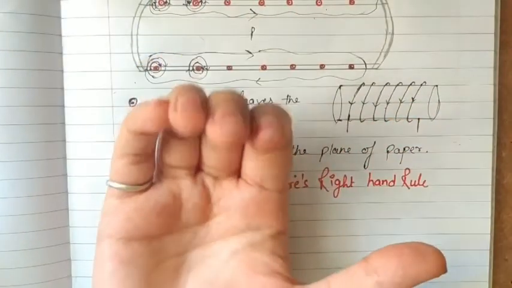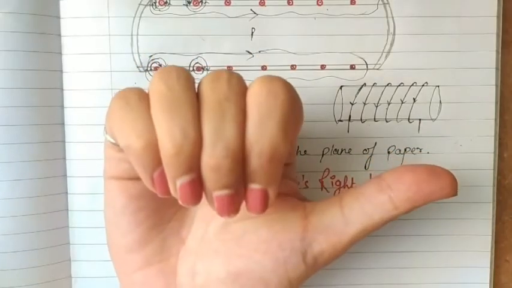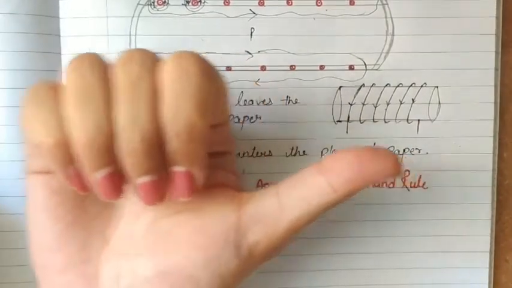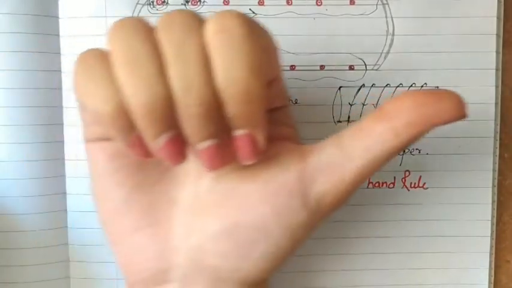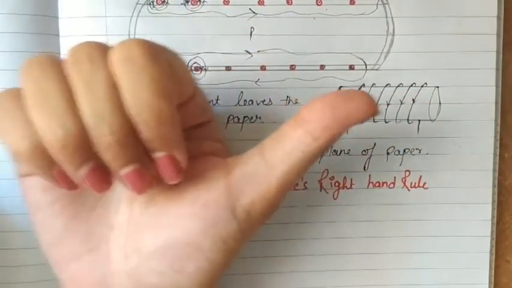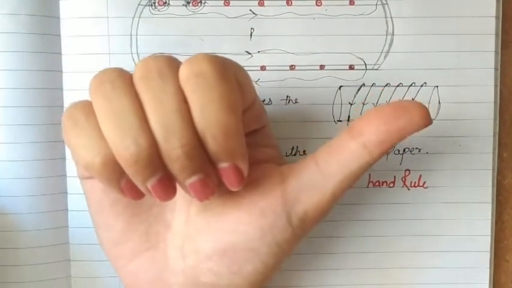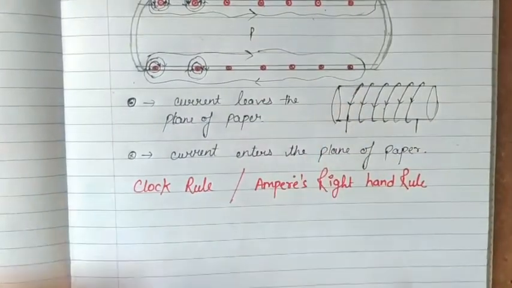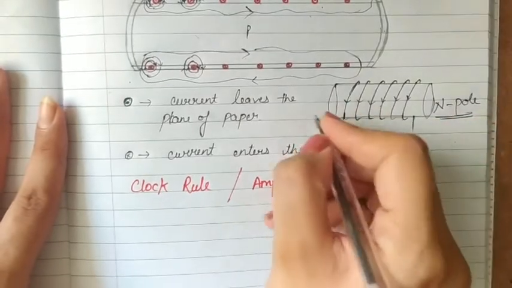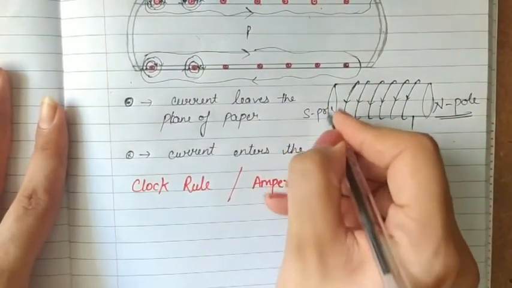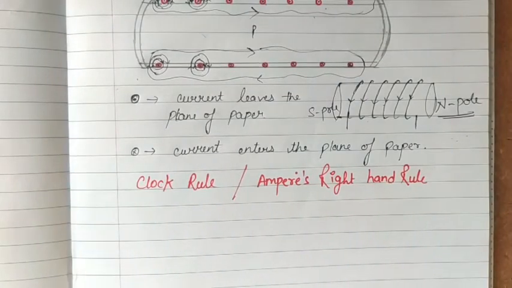If I grasp this solenoid with my right hand like this, then my fingers will point in the direction of the current. Then at that time, the direction pointed by my extended thumb gives the direction of the face that is the North Pole. That means for this particular solenoid, this is the face that is the North Pole and this is the face that is the South Pole. This we get from the clock rule or Ampere's right hand rule.